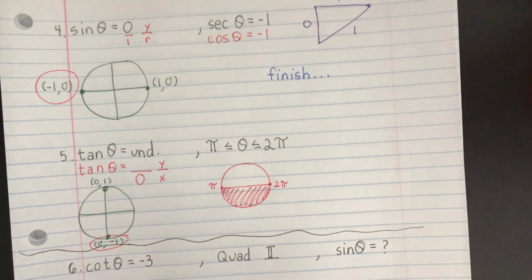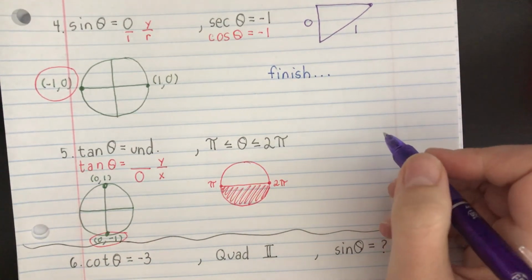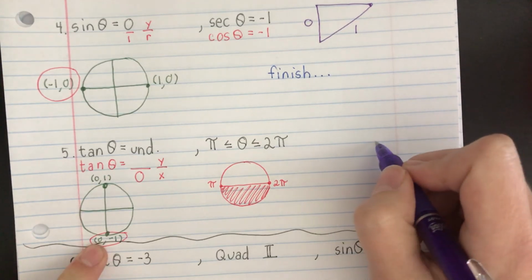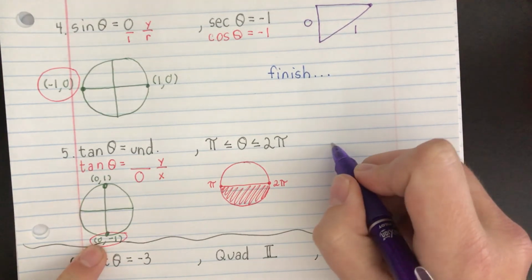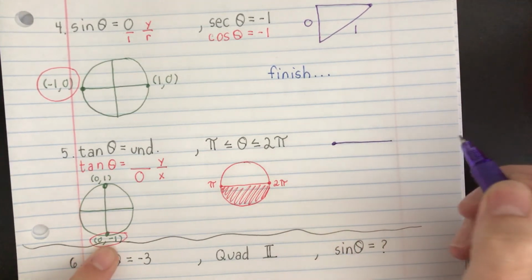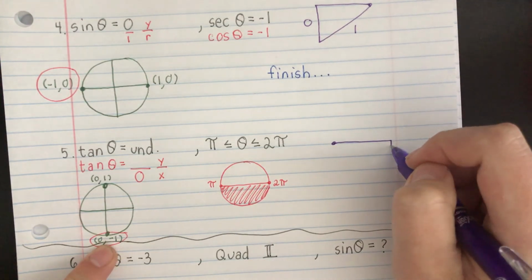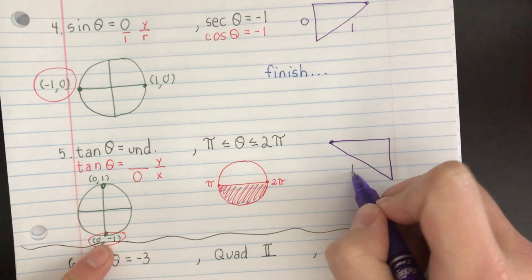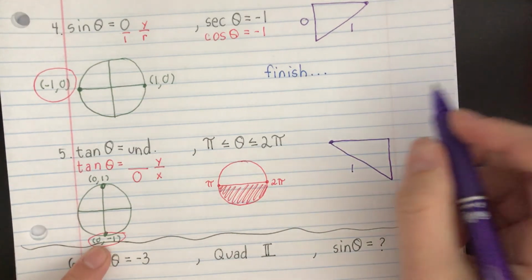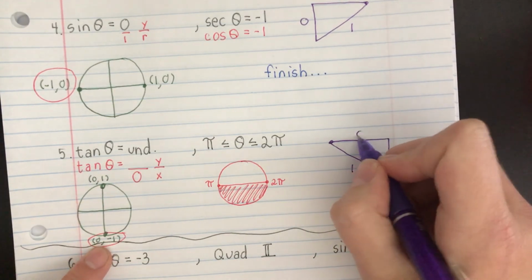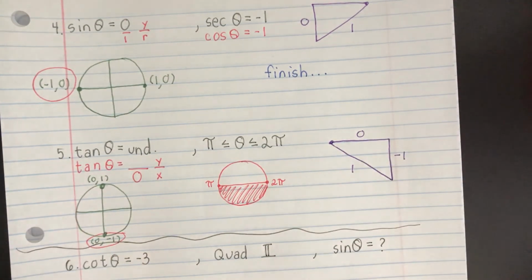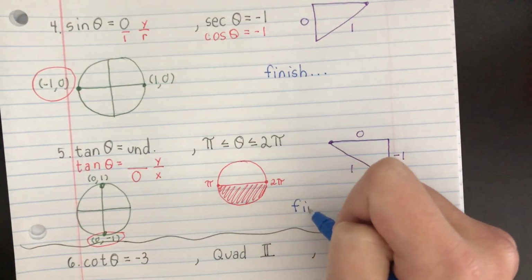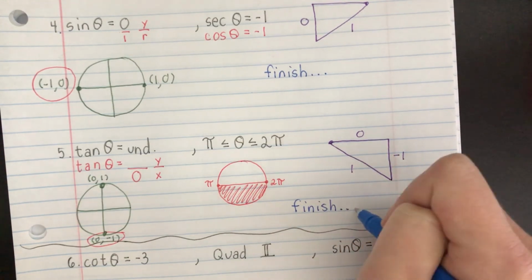So again, if you wanted to draw your triangle, you could. We know that our x value is 0. We know that our y value is -1. And because we're talking about the unit circle, our r value is +1. So x value is 0, y value -1, r is 1, and then from there you could finish.